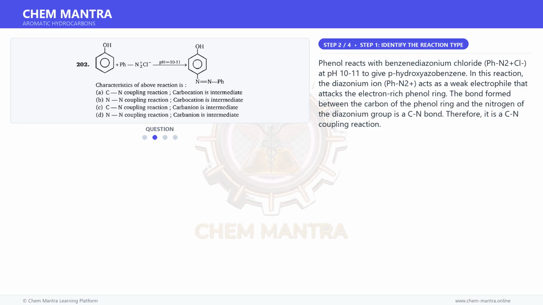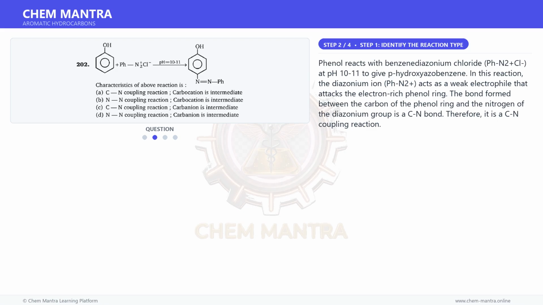Moving on to the next step. Phenol reacts with benzenediazonium chloride, PhN2+ Cl-, at pH 10 to 11 to give p-hydroxyazobenzene. In this reaction, the diazonium ion, PhN2+, acts as a weak electrophile that attacks the electron-rich phenol ring.